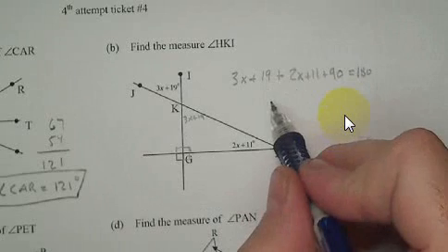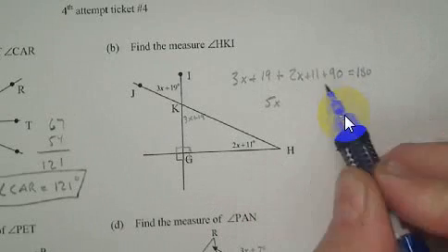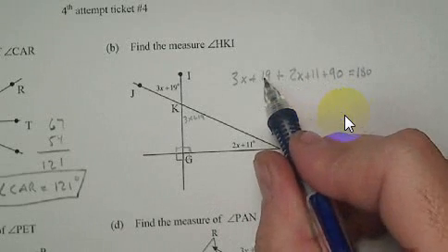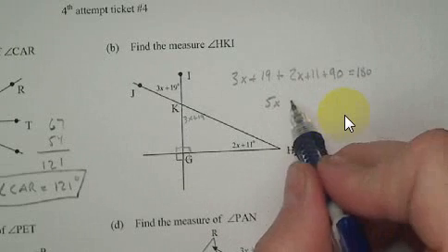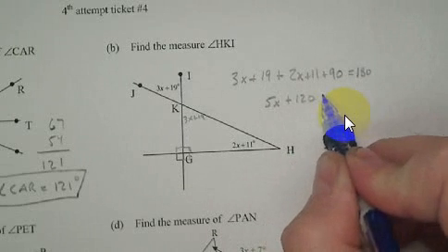Let's go ahead and combine like terms first and solve this thing for x. I see 5 x's. 19 and 11 is 30, plus that 90 is 120.